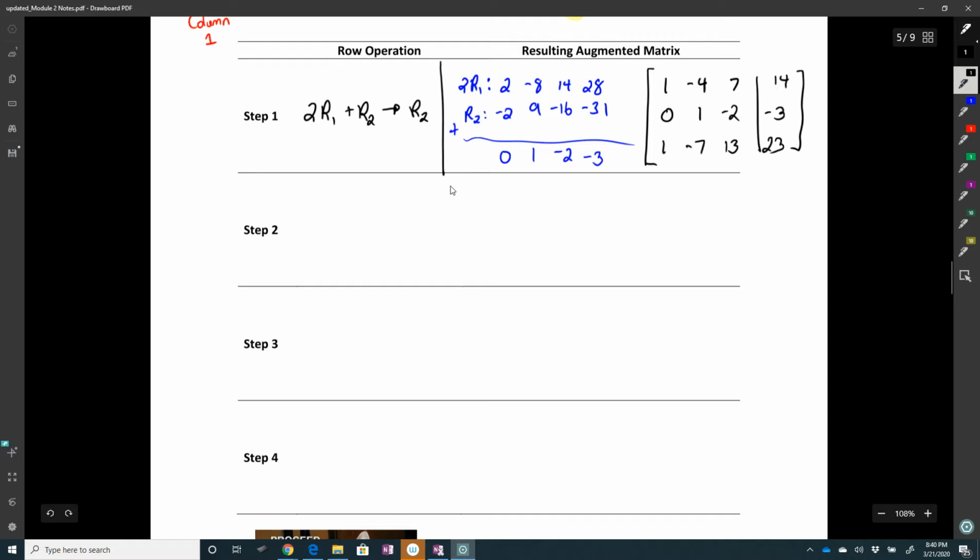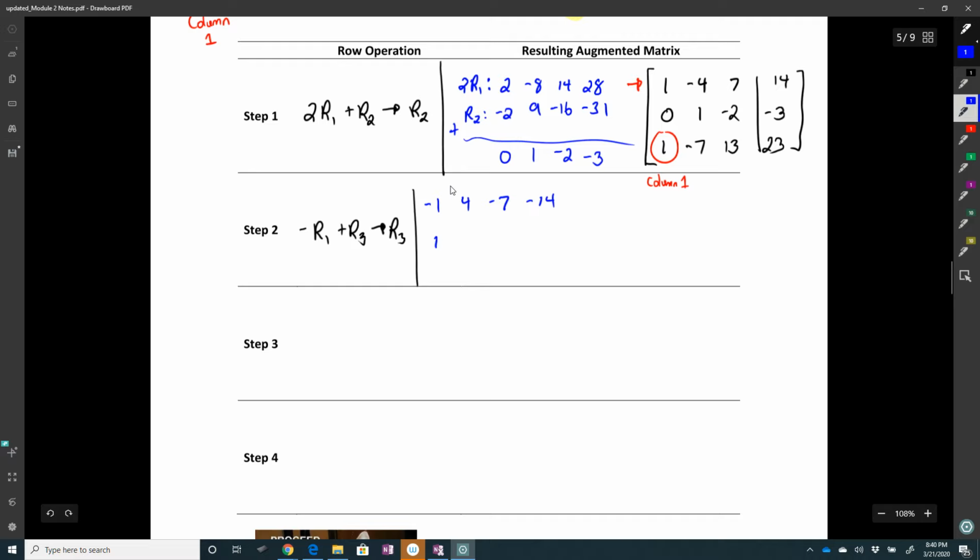And again, I'm still in column 1, so I'm still going to use row 1 to change it. So the opposite of 1 is negative 1. So negative row 1 plus row 3 gives me my new row 3. And I can write it out. Negative row 1 is negative 1, 4, negative 7, negative 14. And I'm going to add that to row 3: 1, negative 7, 13, and 23.